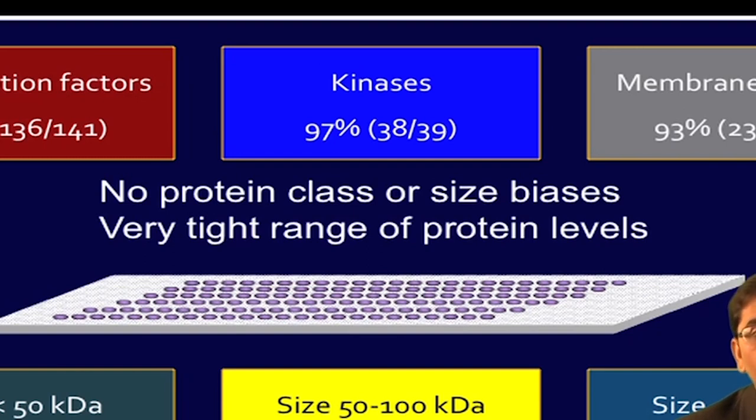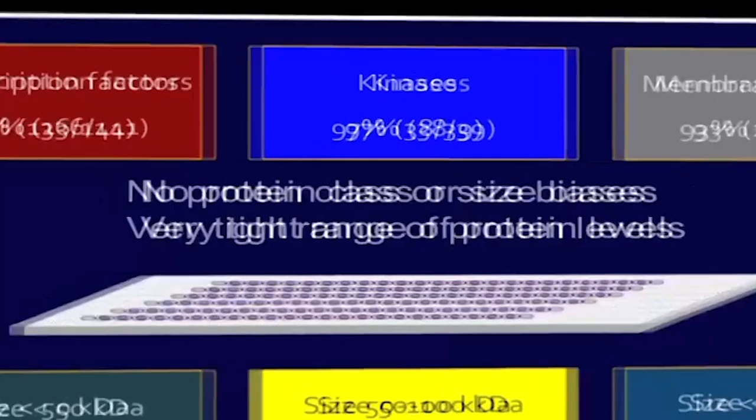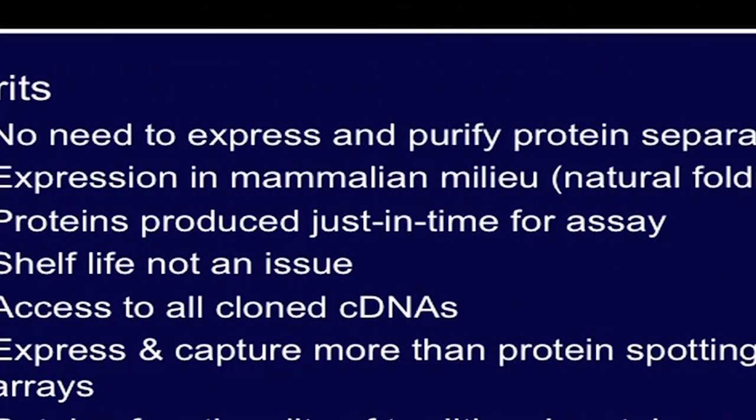Similarly, there is no bias for the size of the proteins. For example, proteins below 50 kilodalton or between 50 to 100 kilodalton or even more size, they could also be synthesized, expressed using NAPPA chemistry. NAPPA method has many merits.